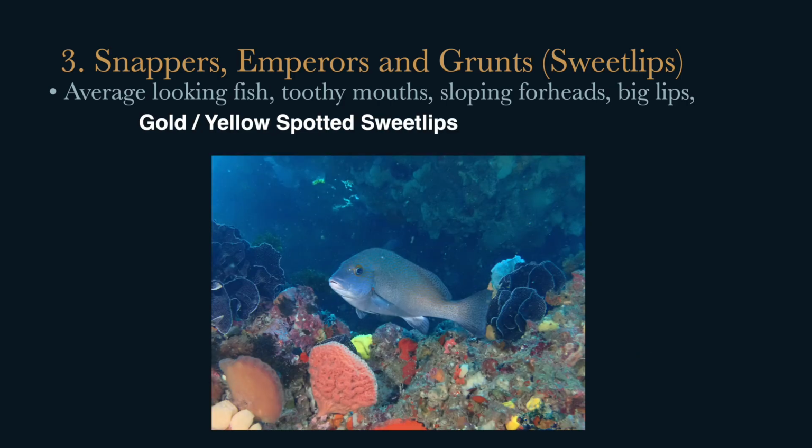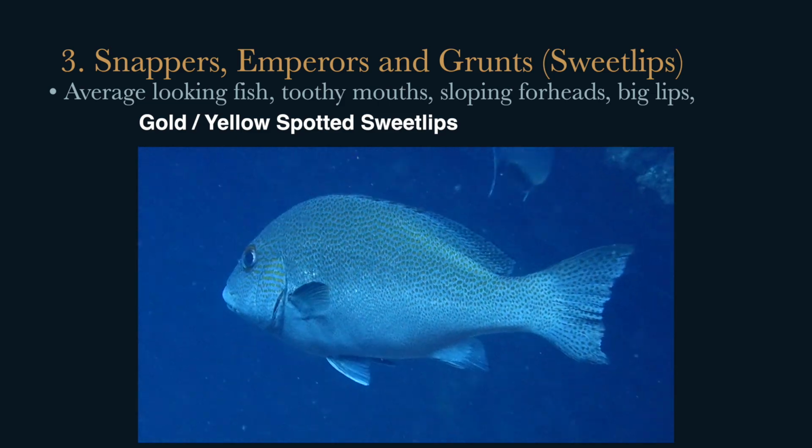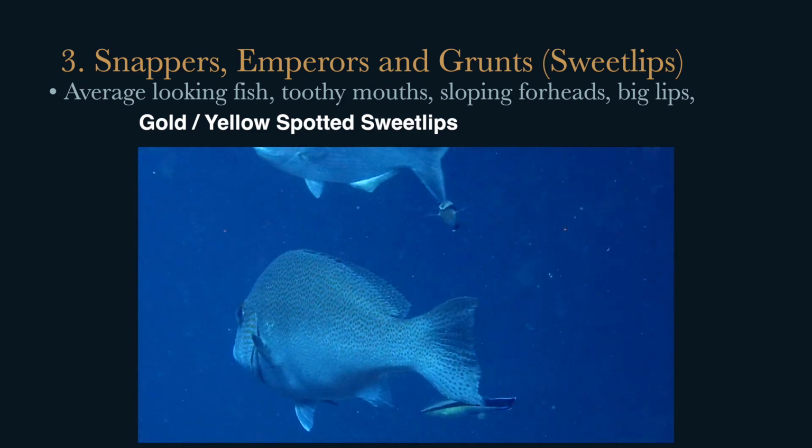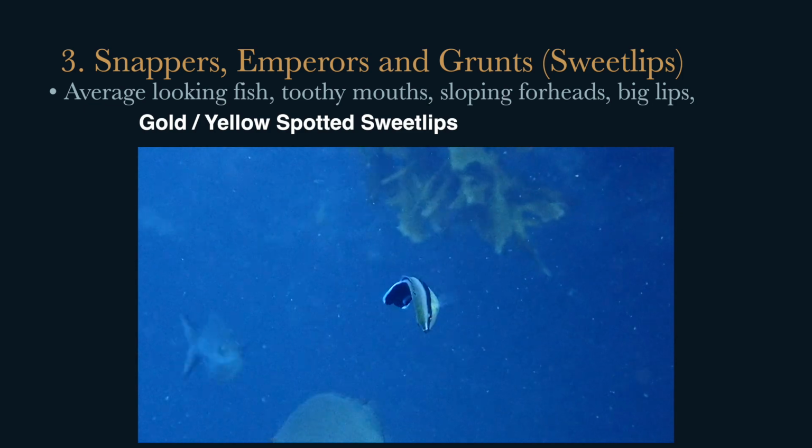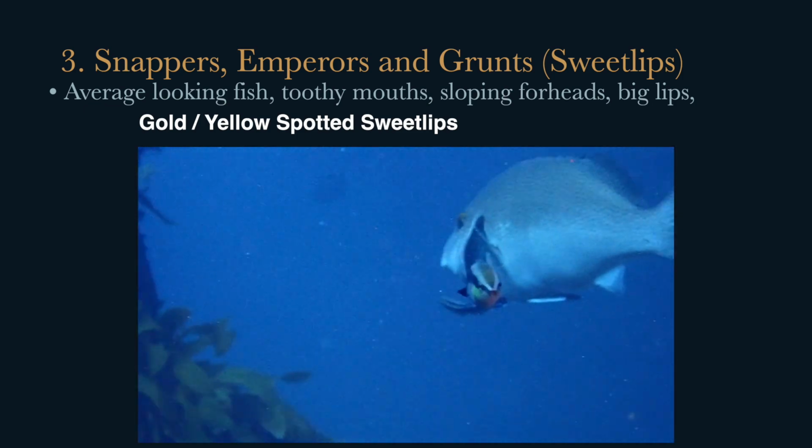We do, however, find gold-spotted sweet lips. Although they're from the tropical area, they're regularly here in the subtropical. They eat invertebrates and fishes, live around the kelp beds and rocky reef, and they form pairs to breed.